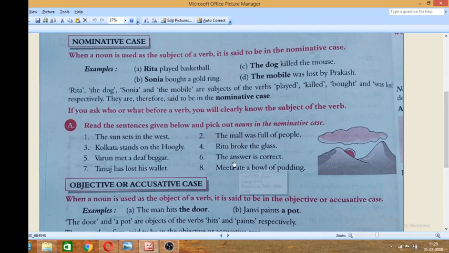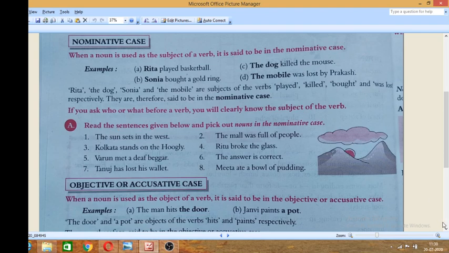Edit the sentences given below and pick out nouns in the nominative case. You have to just go through the sentences and pick out the nouns in nominative case. The sun sets in the west. First, a very easy thing: you have to find out the subject, the noun used as subject. Then it will be easier for you to pick out the nouns in the nominative case.